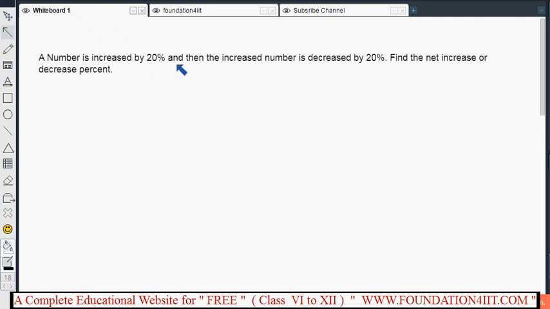So if a number is increased by 20% and the increased value is again decreased by 20%, we should never come to the same number again. Some difference will come. The net increase or net decrease, you have to find out. Okay, to solve this, let the original number be x.